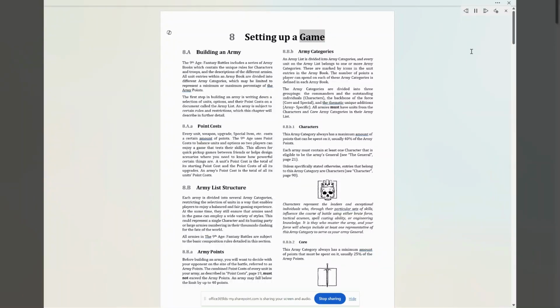Setting up a game. Building an army. The Ninth Age: Fantasy Battles includes a series of army books which contain the unique rules for characters and troops and the descriptions of the different armies.